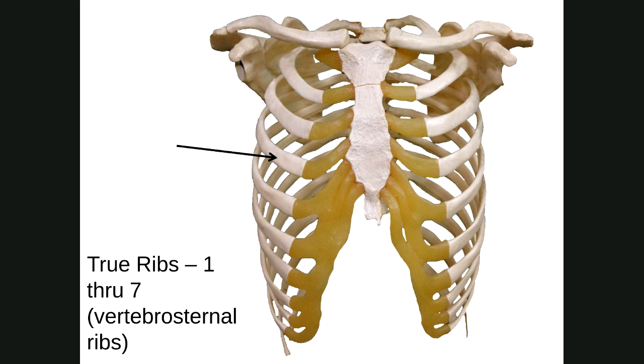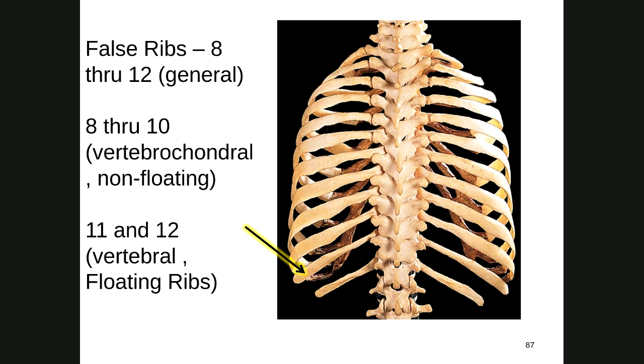Okay, ribs 1 through 7 are your true ribs or your vertebral sternal ribs, because their costal cartilage attaches directly onto the sternum. Then the remaining ribs 8 through 12 are false. There's 2 types of false ribs. 8 through 10 are going to be the vertebral condyle. Their costal cartilage attaches onto the costal cartilage of rib 7. And then our last 2 are the floating ribs, 11 and 12. And they don't attach onto anything.